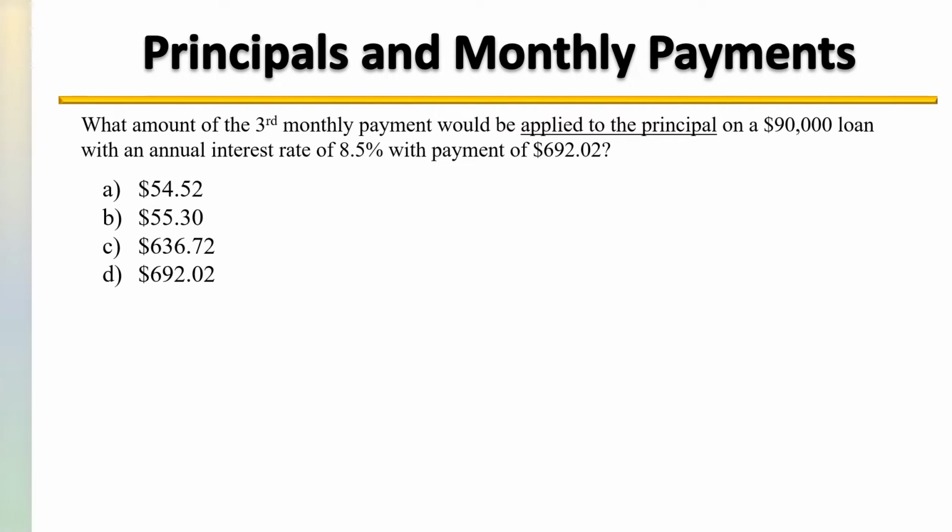Principal and monthly payments. What amount of the third payment would be applied to the principal on a $90,000 loan with an annual interest rate of 8.5% with payment of $692.02? So we need to calculate the first month's payments, the second month's payments, and the third month payment.